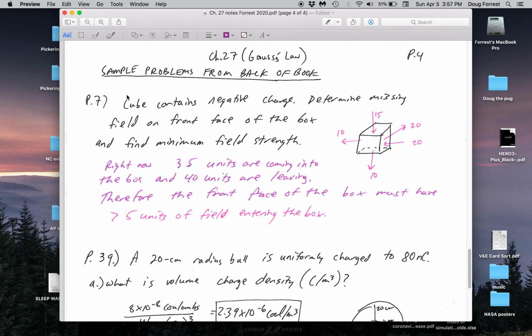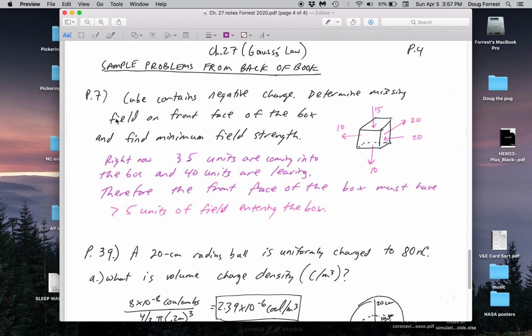So here's a couple sample problems from the back of the book, different than ones which I'm assigning you. Problem 7, a cube contains negative charge. Determine the missing field on the front face of the box to find the minimum field strength. So this is supposed to show 20, I assume, units coming out, 10 units coming out, 10 units coming out. So that's 40 units going out. There's 20 and 15 going in. That's 35 going in. So we need at least 5 more units going in, entering the box in order to have a negative charge inside.